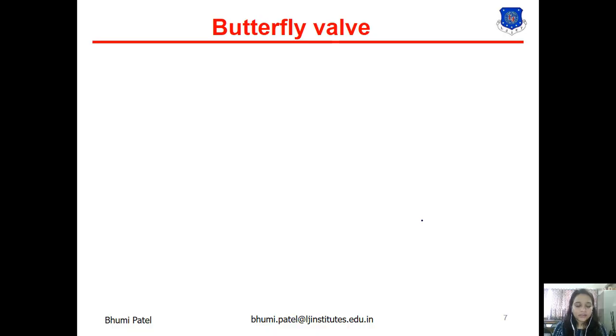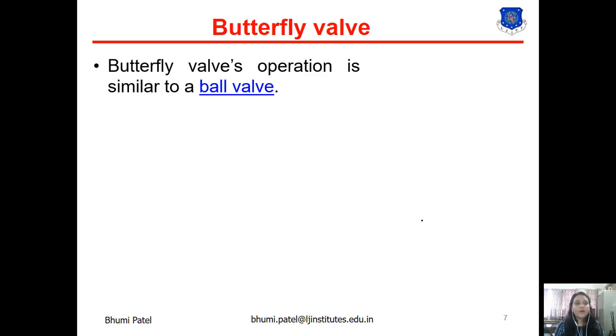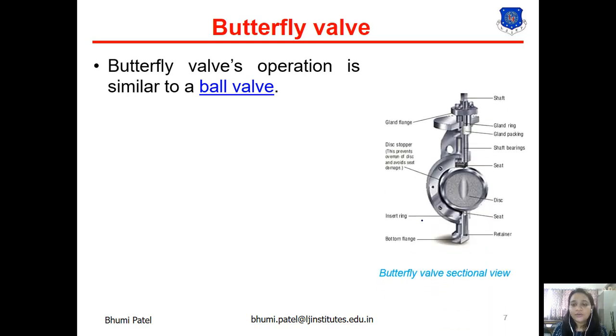Now the next one is the butterfly valve. It is again a quarter turn, meaning rotation type of valve. The butterfly valve operation is similar to a ball valve. Here you can see that we can connect a butterfly valve instead of a ball valve. Any other construction is the same as a ball valve.